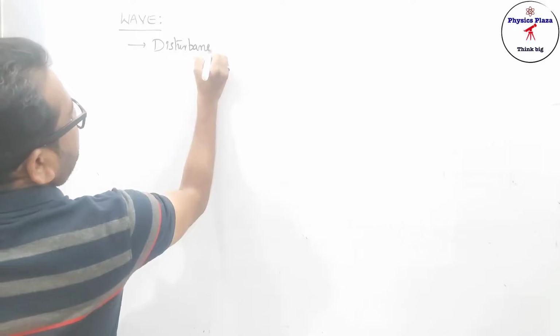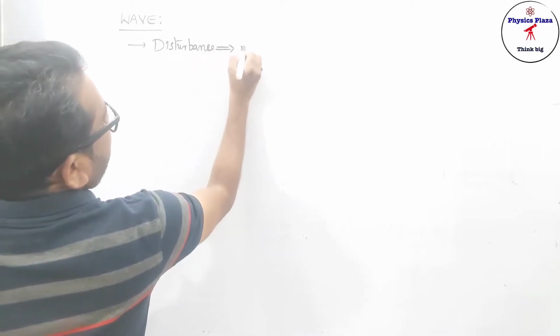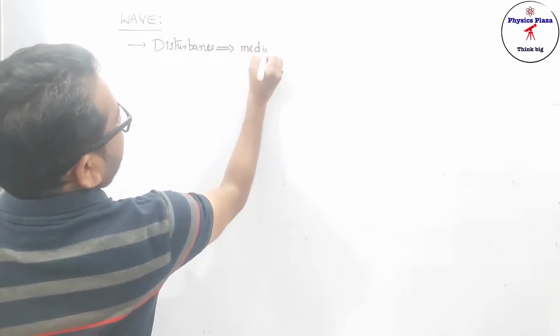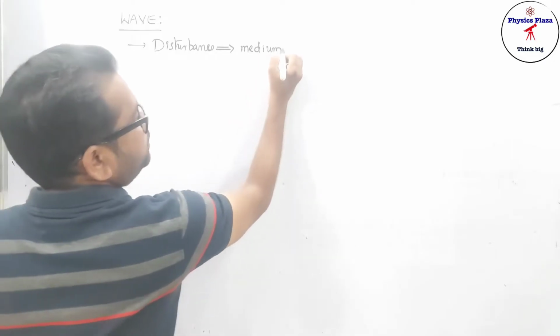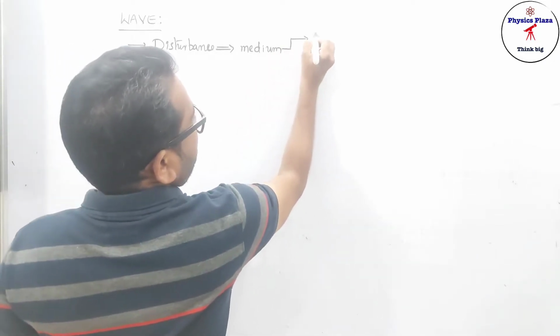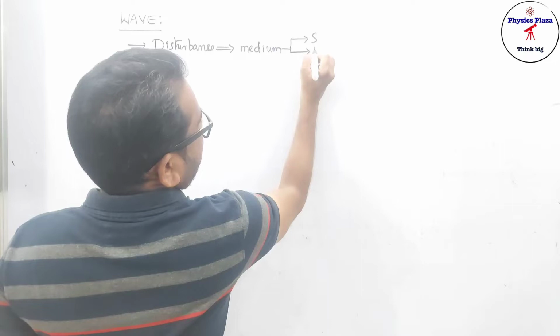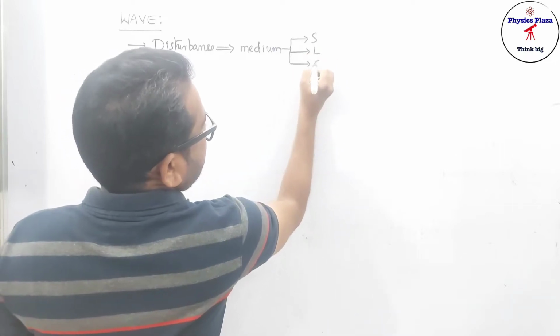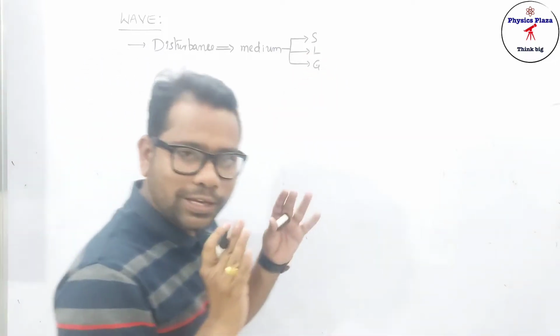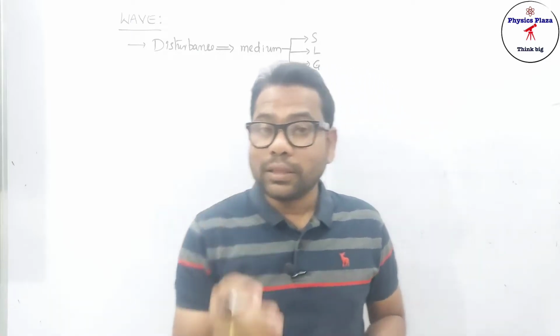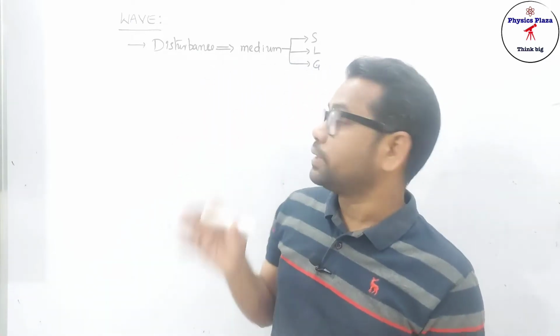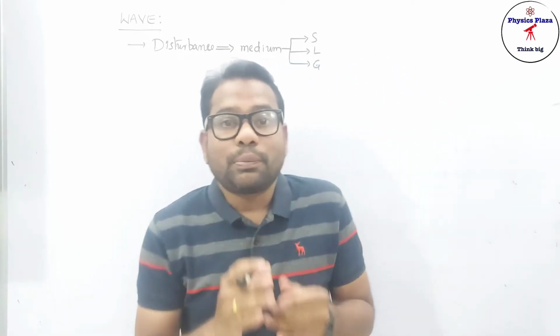Where is it created, children? The disturbance must be in the medium only. Children, this medium might be, again I am telling you, a solid, a liquid, or a gas. It can be anything. So there must be some medium, children. But regarding this disturbance, we need to remember one important thing.